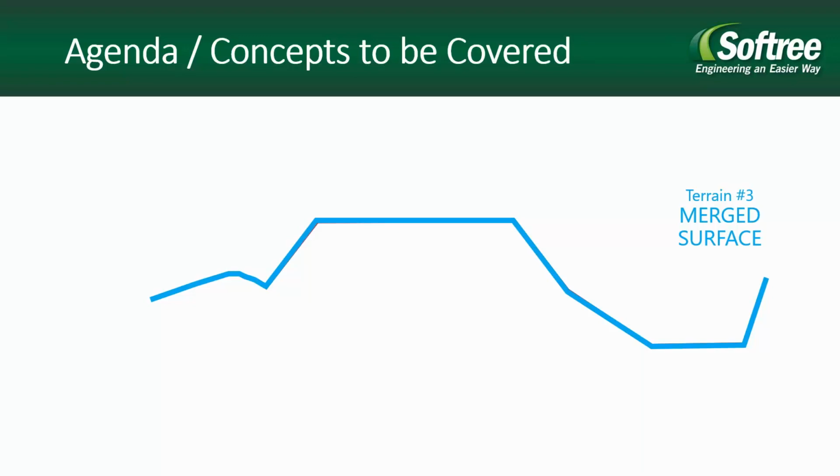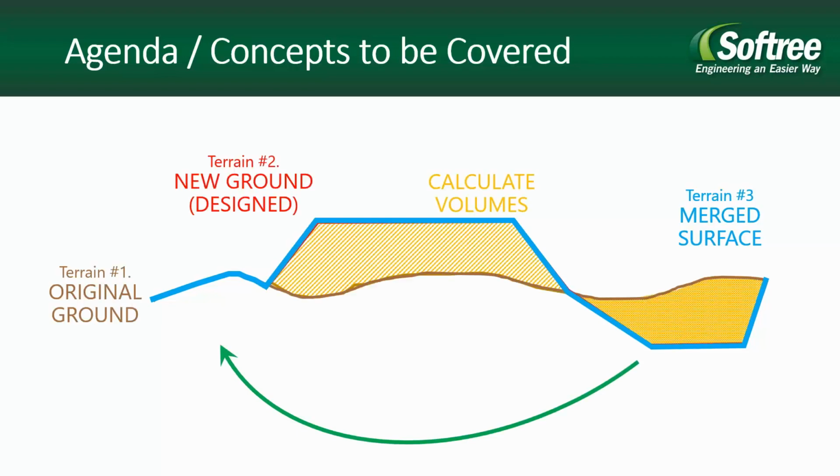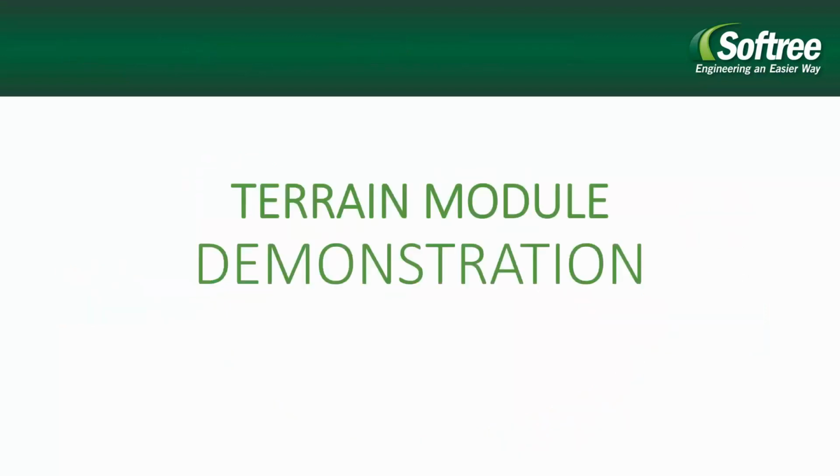And now we create our third terrain file, and in that, create a merged surface from our new ground and our original ground to make a new surface. We can repeat as needed to achieve our site design goals. Okay, now let's see some concepts in action.